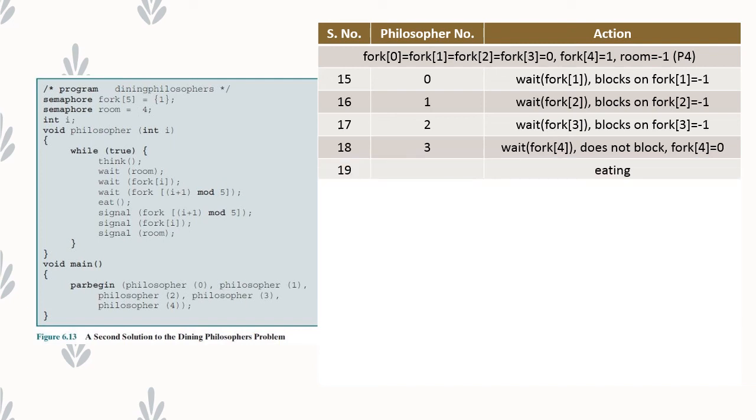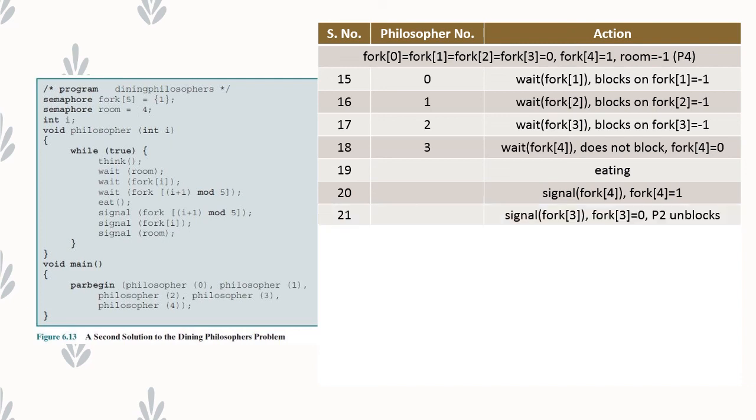Now philosopher number 3 starts eating. When it has finished eating, it puts down its second fork. So it signals fork 4 and fork 4 becomes 1. Then it signals fork 3. Fork 3 becomes 0 and philosopher number 2, which was blocked on fork 3, unblocks. After it unblocks, philosopher number 2 goes on to its next line of code and starts eating.